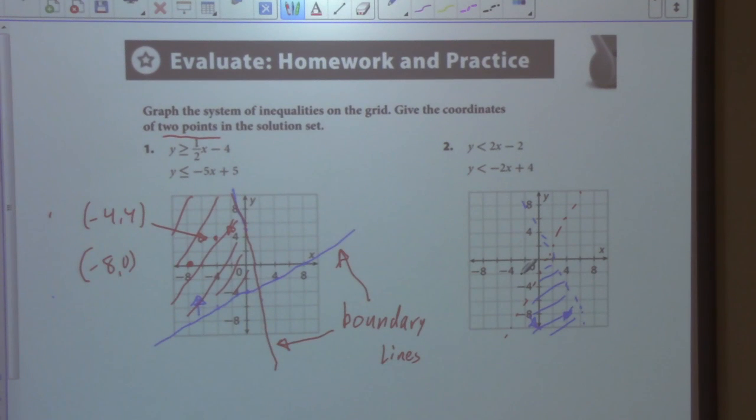Okay, so let's name 2 points, Bryce. What 2 points do you have for us here? 0, -8. So 0, -8, okay, and what else? And 2, -6. And 2, -6, that looks good too, right? So 2, -6. Okay, that does look good.